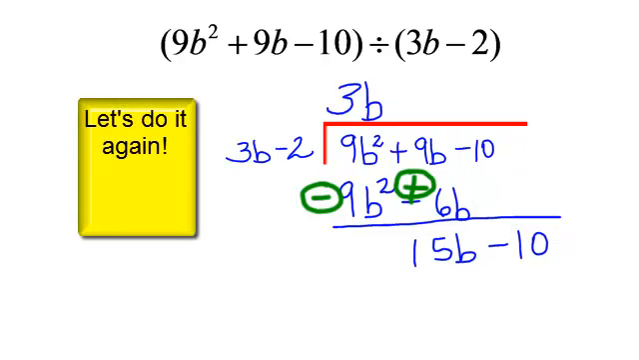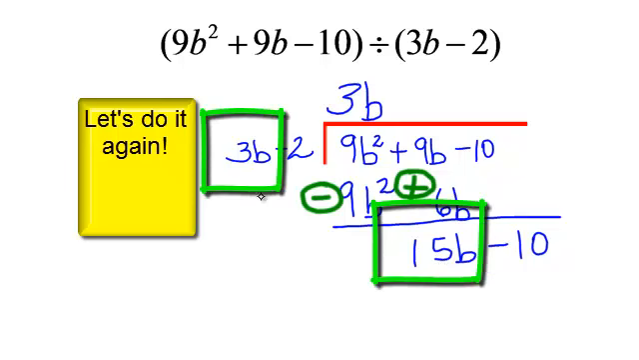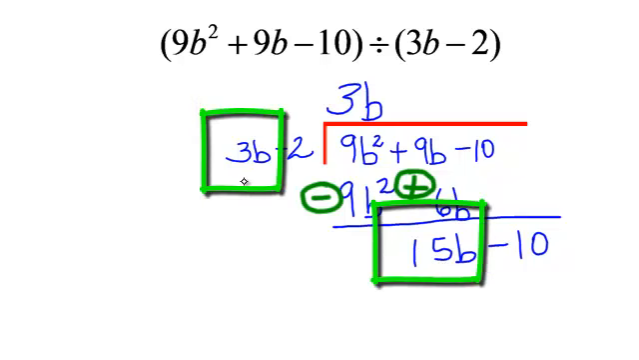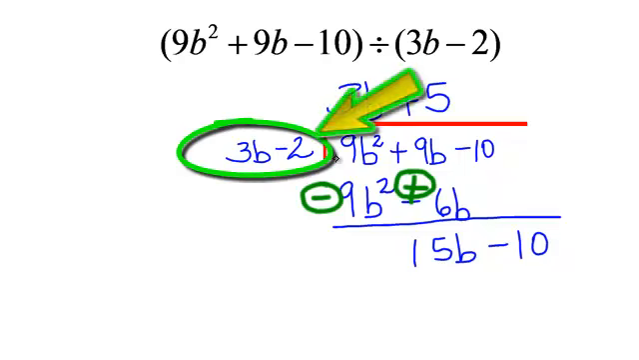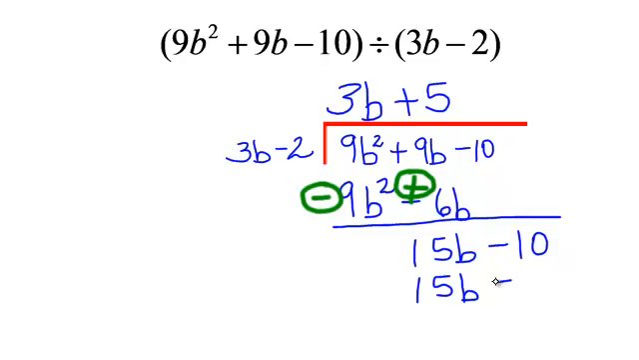And then we do it all again. Look at the first term here and the first term there. How many times will 3b divide into 15b? Hopefully you are saying positive 5. Now 5 times this binomial. 5 times 3b is 15b. And 5 times negative 2 is a negative 10.